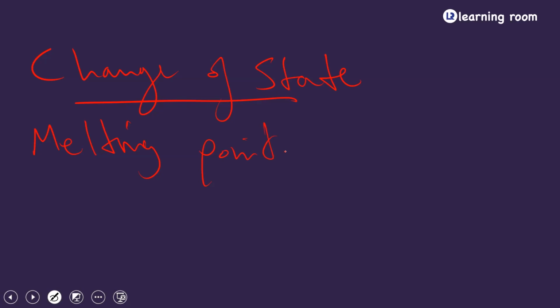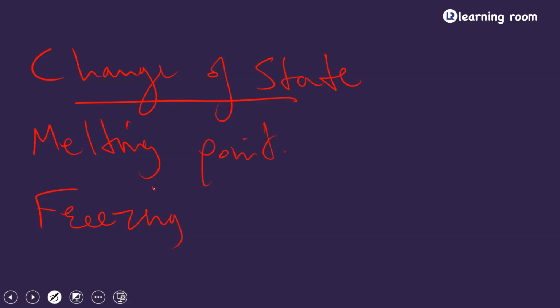Quite simple. Next one is freezing. What is freezing? When you give cold, but you cannot give cold, heat is released. When heat is released, liquid will turn into solid. So this is called freezing. That's all. There is no freezing point.